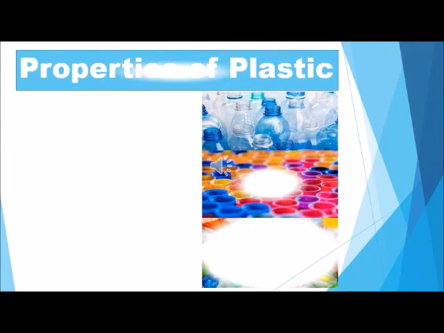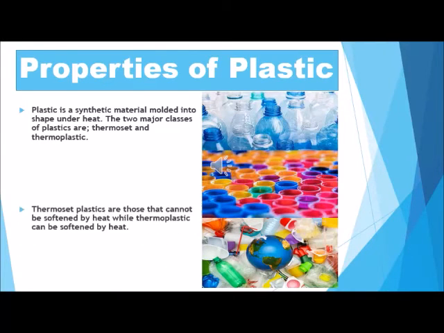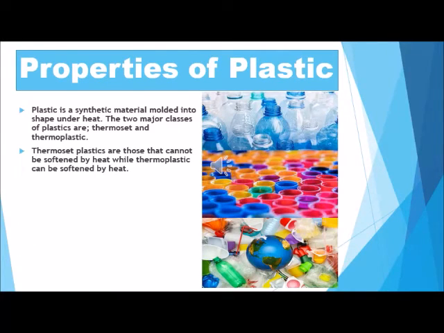Let's look at the properties of plastic. Plastic is a synthetic material molded into shape under heat. The two major classes of plastics are thermoset and thermoplastic. Thermosets are those that cannot be softened by heat, while thermoplastics can be softened by heat.